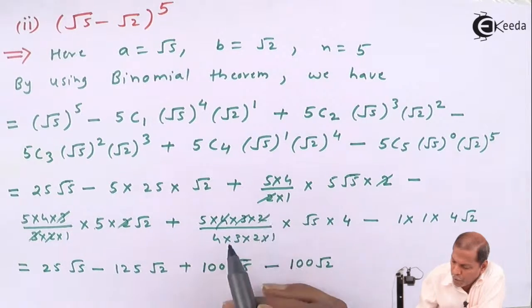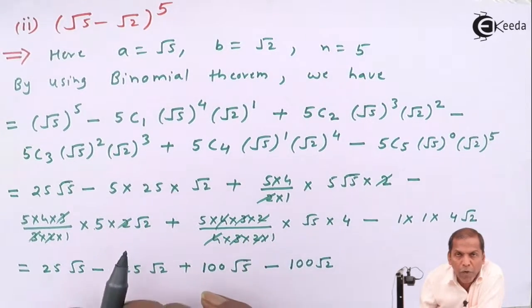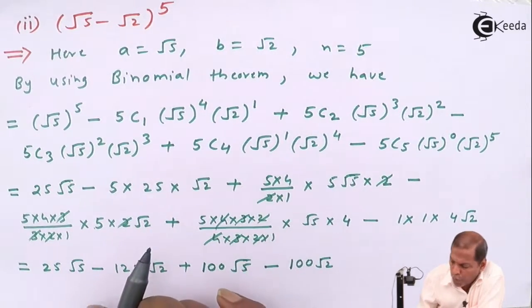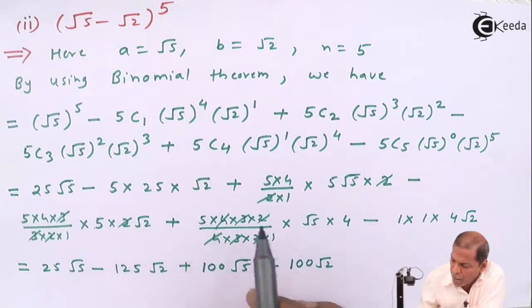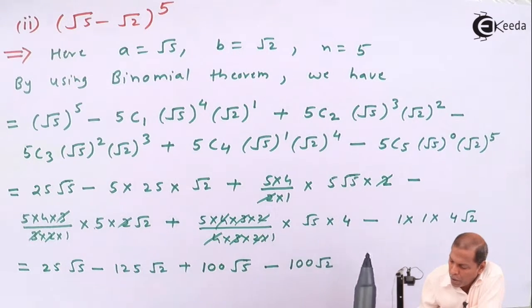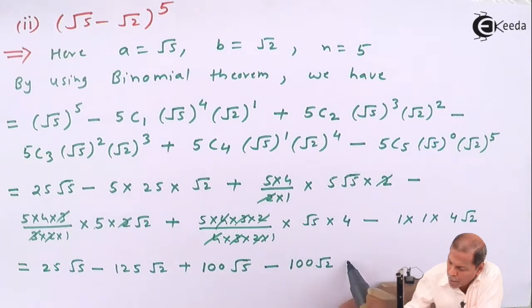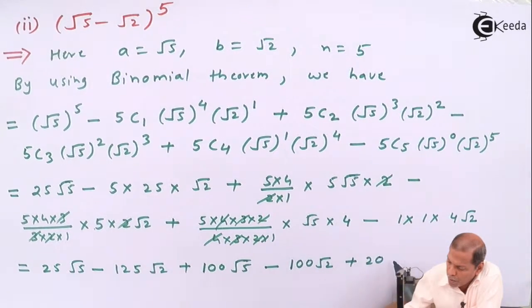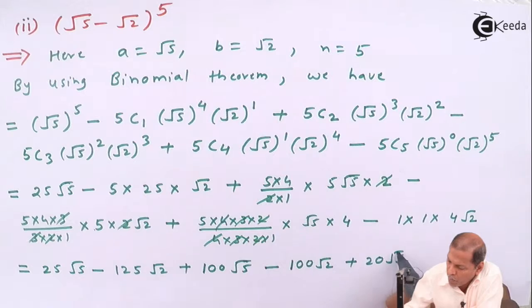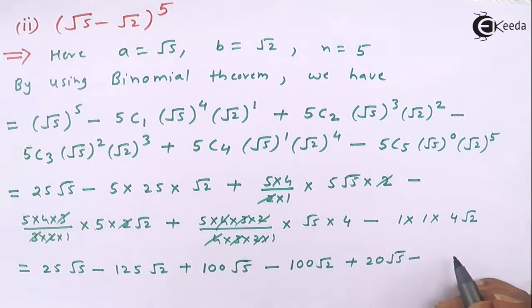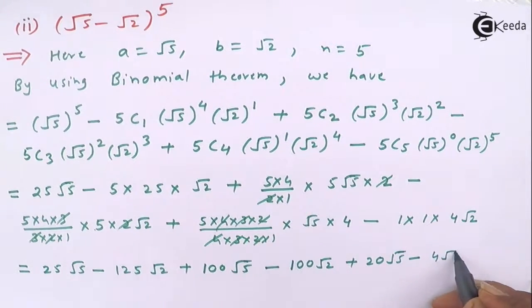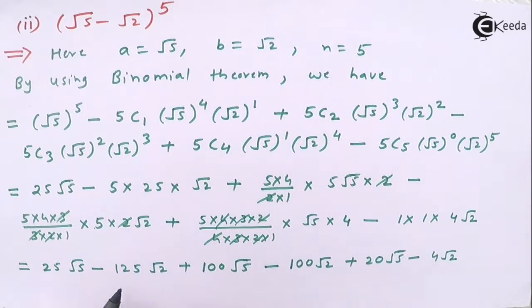Then 4 3 2, 4 3 2 we cancel from numerator and denominator. So we are left with 5 into 4, 20 root 5, that is plus, and finally 1 into 1 into 4 into root 2. So we get 4 root 2.